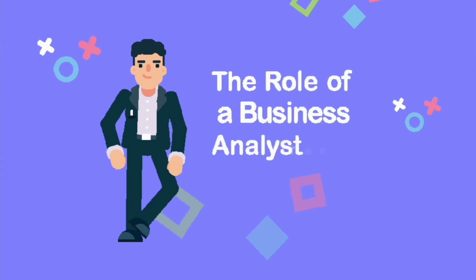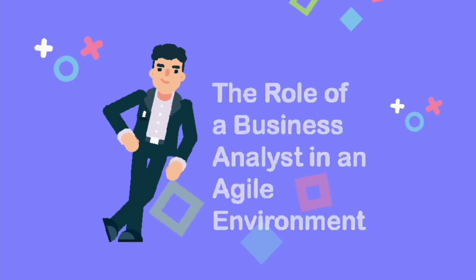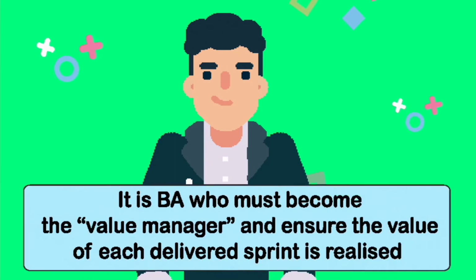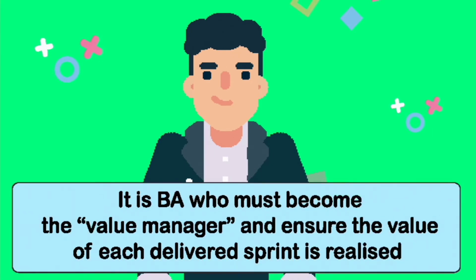The role of a business analyst in an agile environment. Where is the BA role in agile development? It is the BA who must become the value manager and ensure the value of each delivered sprint is realized.